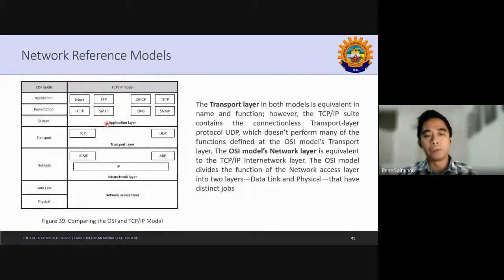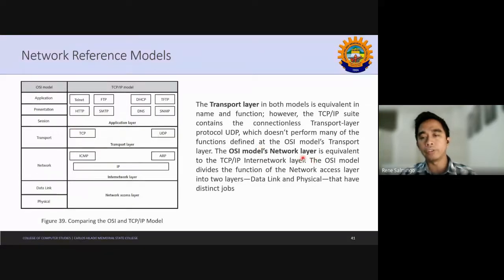And we have from the Internet Protocol model the network access layer, the internetwork layer, the transport layer, and the application layer. The transport layer in both models is equivalent in name and function. However, the TCP/IP suite contains the connectionless transport layer protocol (UDP), which doesn't perform any of the functions defined in the OSI model transport layer. So this one has UDP on the transport layer.